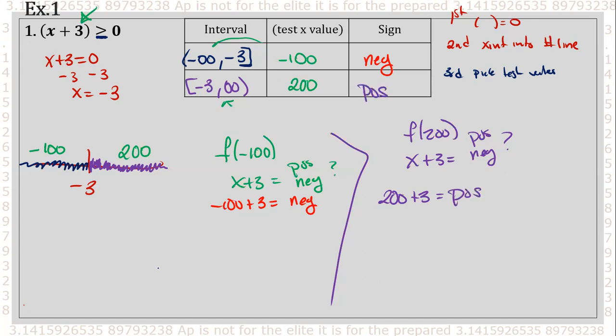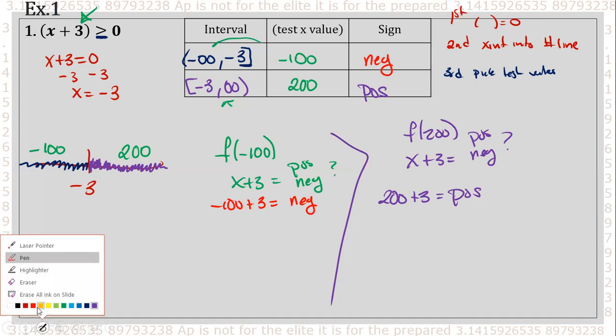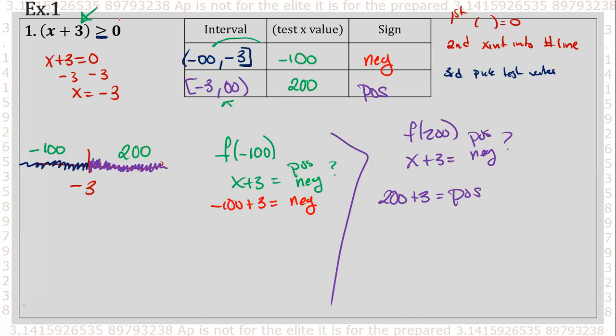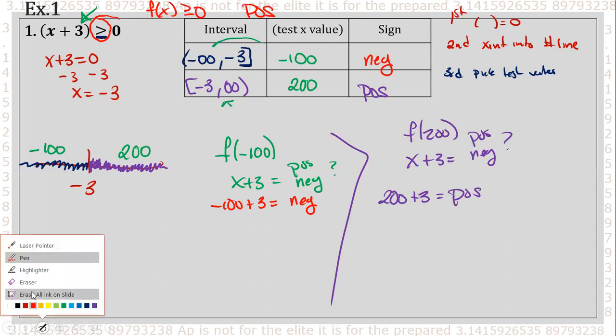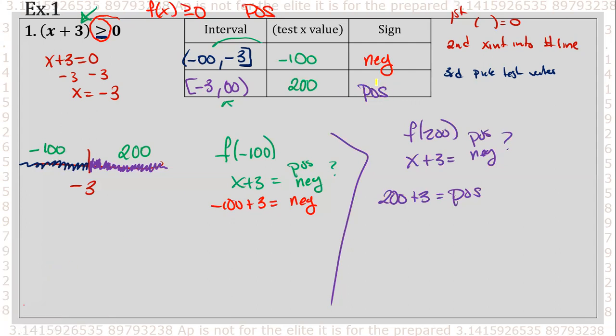So in this case, it's positive. Okay, now referring to our notes, this symbol right here, the greater than or equal to, when the function is greater than or equal to, I care about whatever is positive. So in this case, my solution is the interval that has all the positive numbers, right? So the sign right here was positive, and this was my answer.